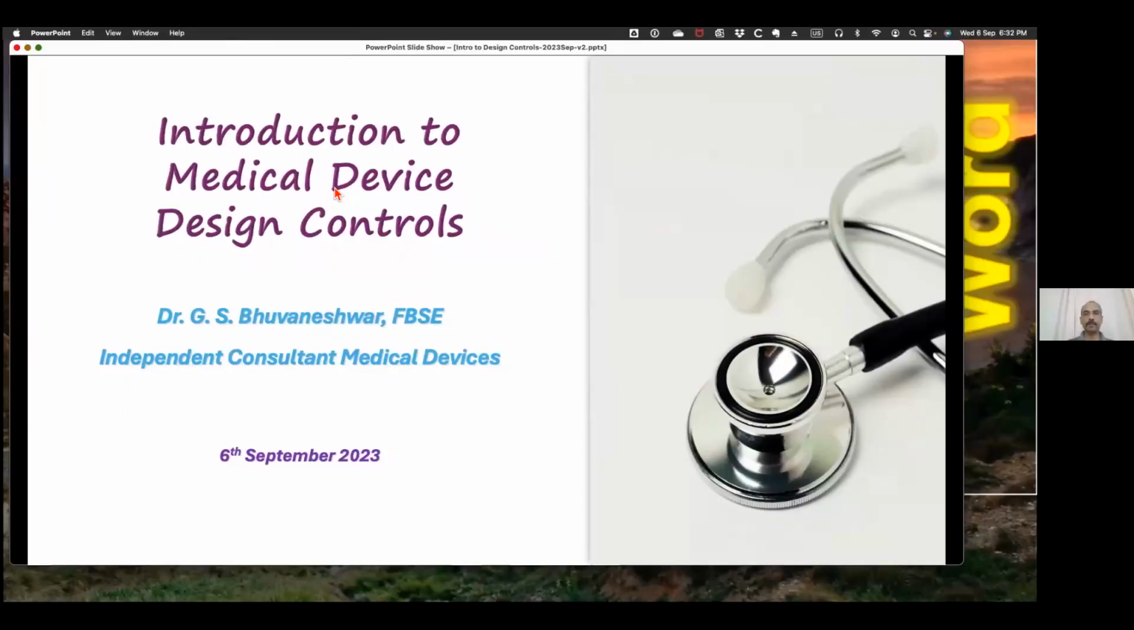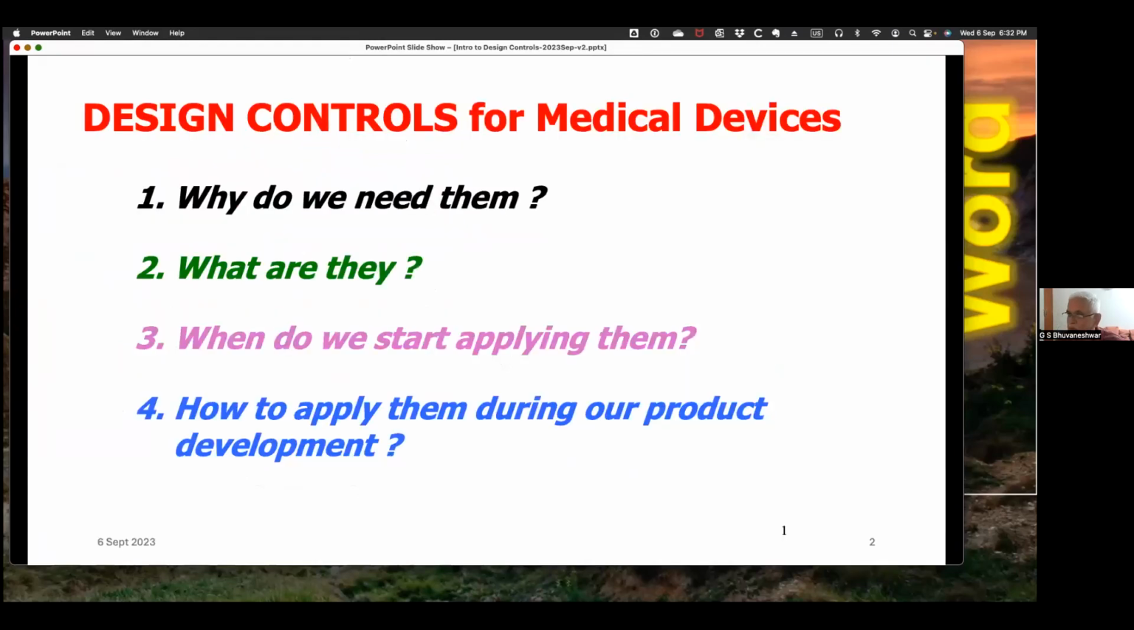Okay. So shall I share the screen? So this is briefly an introduction to the whole process of what is called medical device design controls. I'll talk about 4 parts of it. First one is, why do we really need them? Why do we need to practice them, I would say?